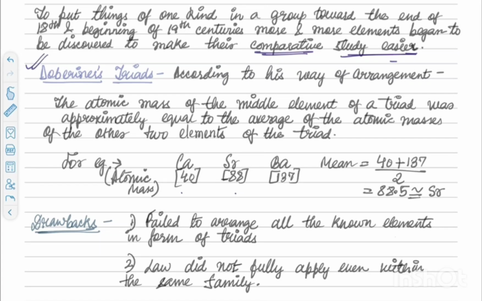According to his way of arrangement, the atomic mass of the middle element of a triad was approximately equal to the average of the atomic masses of the other two elements of the triad. Triad means considering three elements at a time. Their atomic masses were 40, 88, 137. If I take the average of calcium and barium, the mean is 88.5, which is almost equal to strontium, which is placed in the middle. And this is how he started grouping three elements at a time.